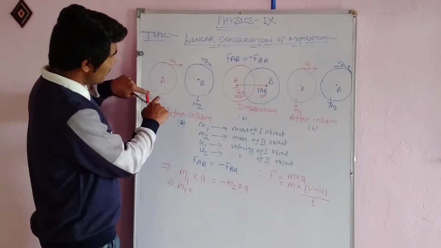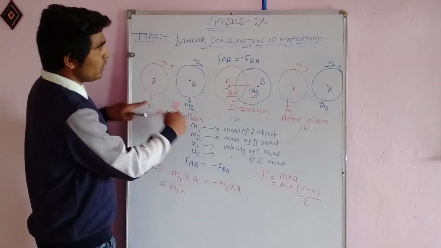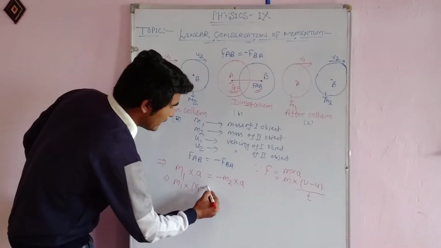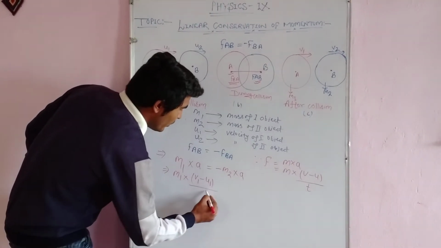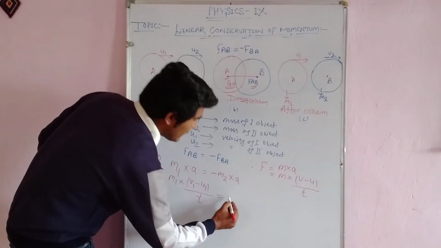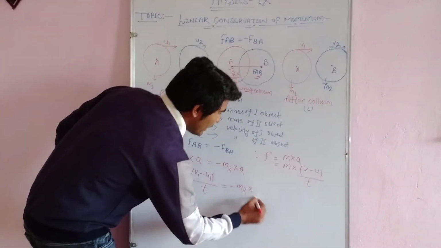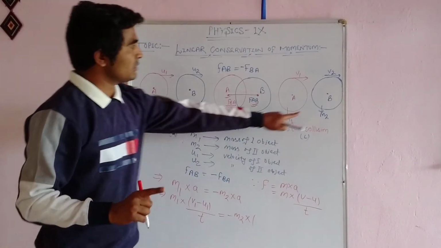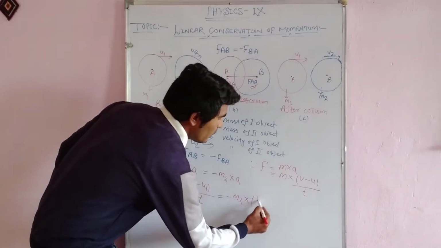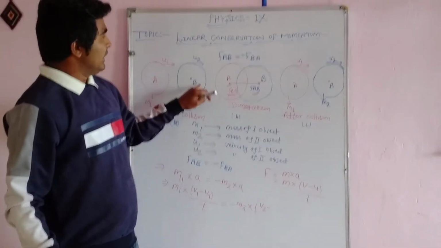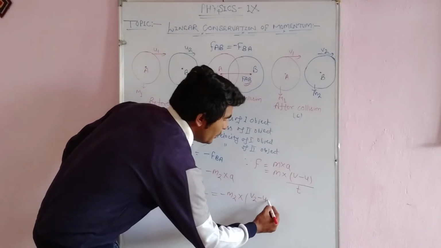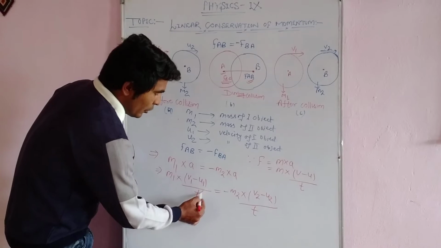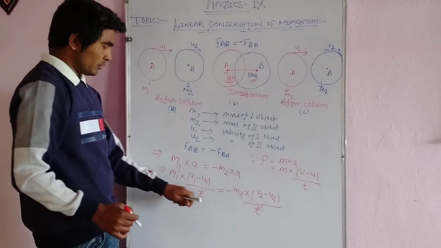The initial velocity of the object m1 is u and the final velocity is v. So in place of acceleration we can write v1 minus u1 upon time. After that minus m2 into the acceleration of the second object: the final velocity of the second object is v2 minus the initial velocity u2, whole upon t. The denominators cancel, so t and t cancel.